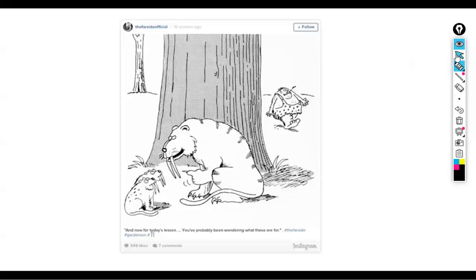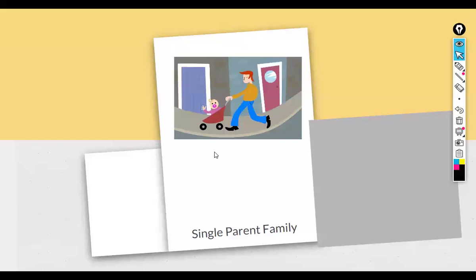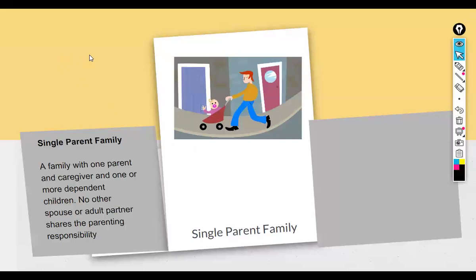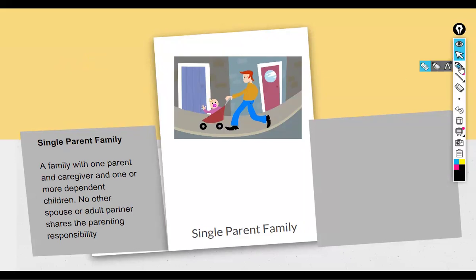How many parents we see in this picture? Single parent, good. Right. So single parent family could be a mom or could be a dad, right? So a family is one parent, one caregiver. So even if the caregiver is not a parent, like it could be a grandparent, then the family would still be a single parent family. If it's just the grandparent and the child, it is a single parent family, right? And one or more dependent children, right? There's no other spouse, there's no other adult partner who shares the parenting responsibility. If it's just the one parent, the single parent home, right?